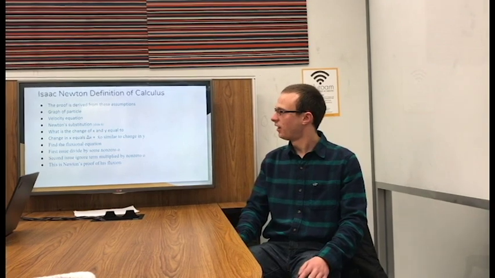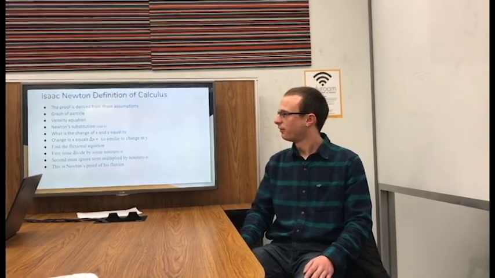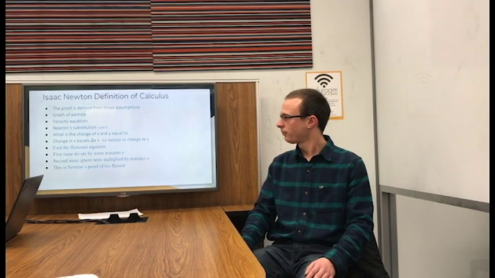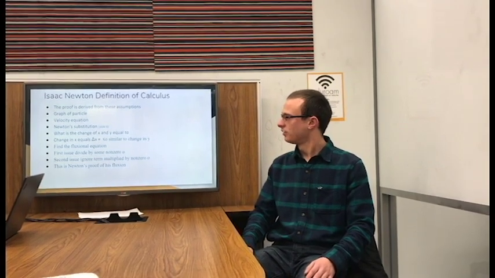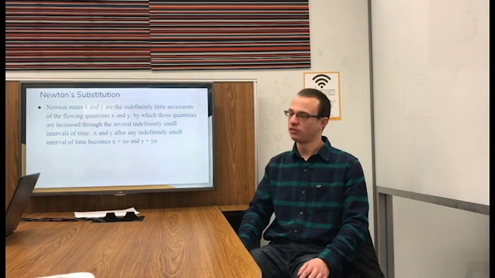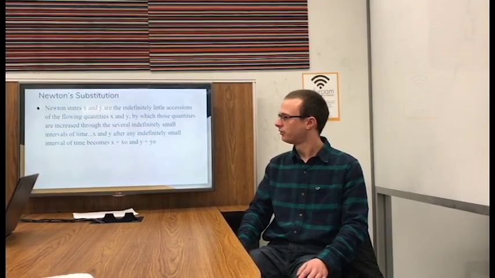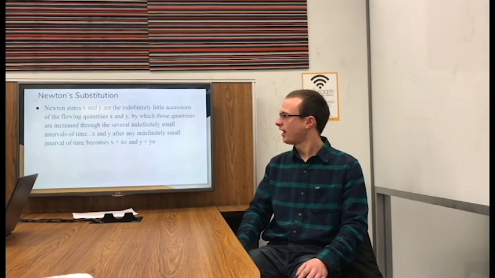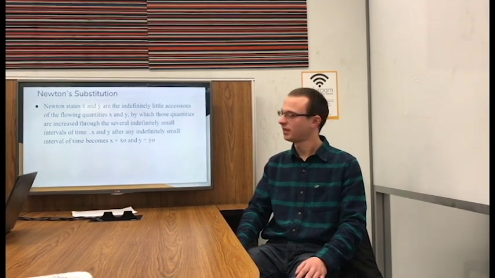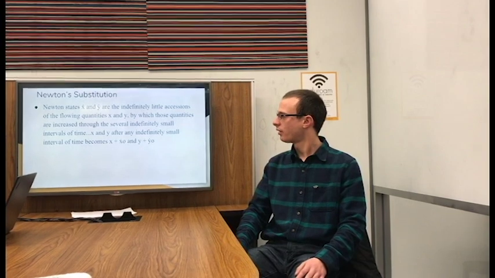The proof is derived from the following assumptions. It's derived based on the graph of a particle from the velocity equation. And so, as we can see on the next slide, Newton states x dot and y dot are the indefinitely little accessions of the flowing quantities x and y, by which those quantities are increased through the several indefinitely small intervals of time. x and y after any indefinitely small interval of time become x plus x dot o and y plus y dot o.